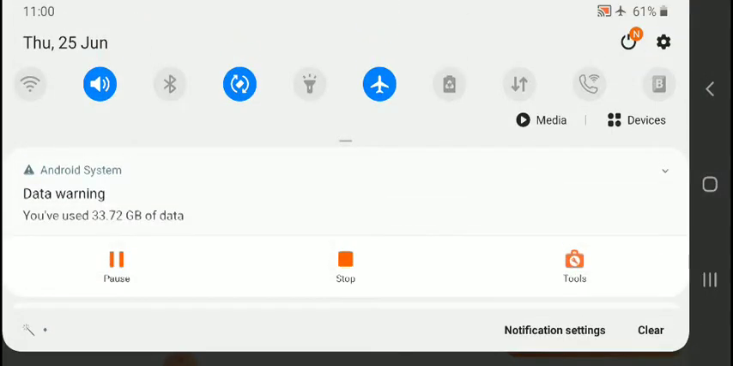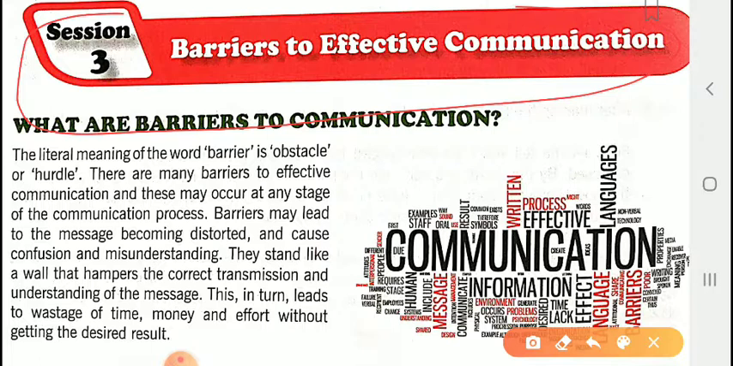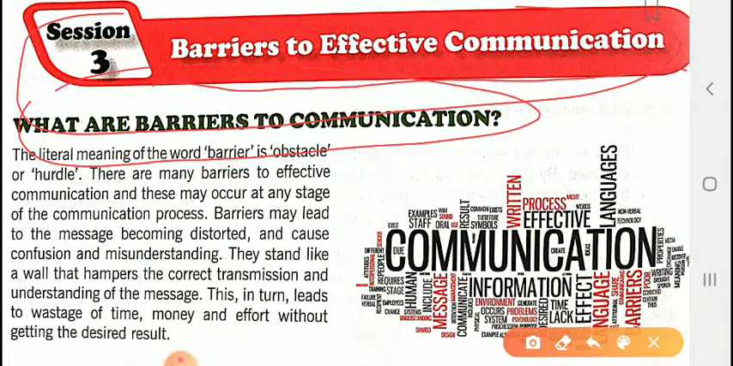Now our session 3 starts. In session 3 we are going to discuss barriers to effective communication. What are the barriers to communication? Okay, what are the barriers of communication? Suppose a person wants to communicate with another person and is not able to communicate with him or her, then what are the main factors that come in, like barriers?